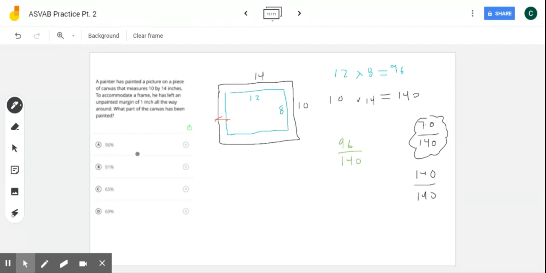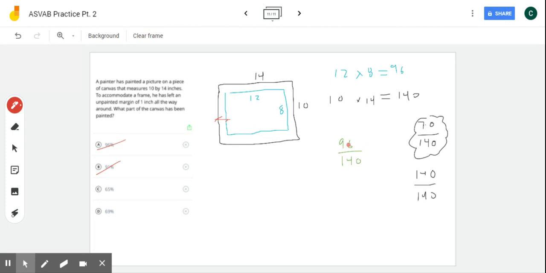So if I look over here, I have some pretty high answers, 96% and 91%. If those were the answers, I would expect my numerator there to be closer to 140, like 130 out of 140 or 135 out of 140. So I'm going to go ahead and cancel out those high percentages, because 96 out of 140 is a little bit closer to this 70 out of 140, a little closer to 50%, which tells me that we're probably in the 65 or 69%.